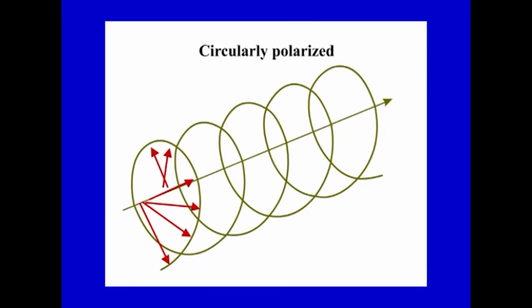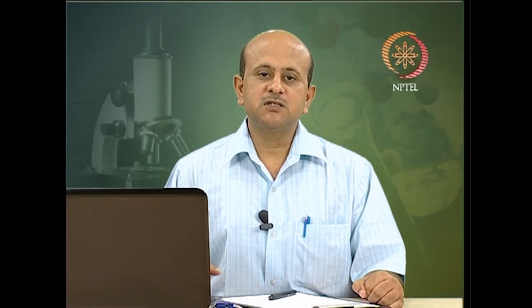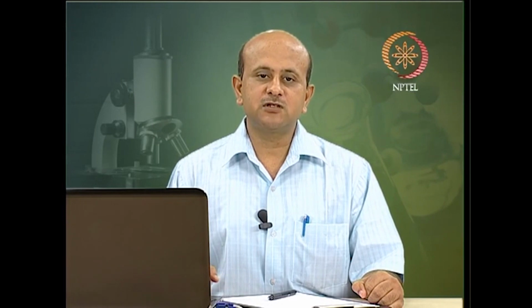So, as you can see, this is in a particular direction, and it will be said to be circularly polarized light propagating in a particular direction. So, this is how circularly polarized light is produced. There could be left circularly polarized light and there could be right circularly polarized light.